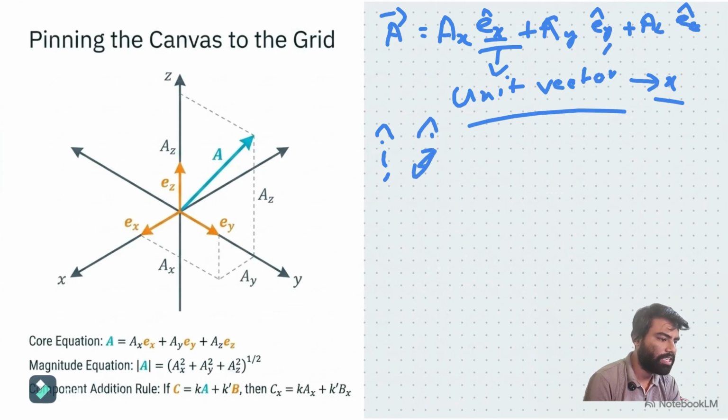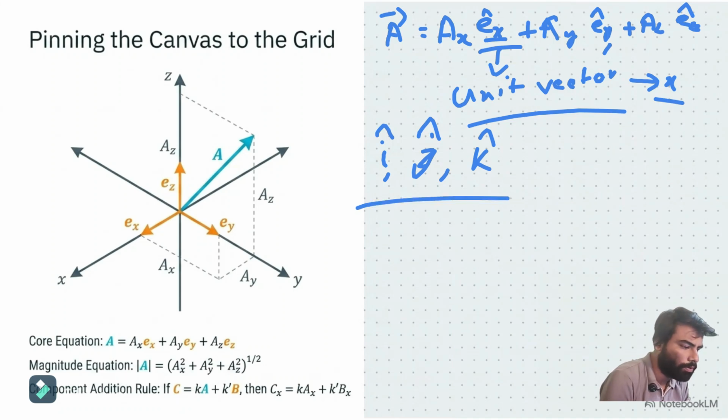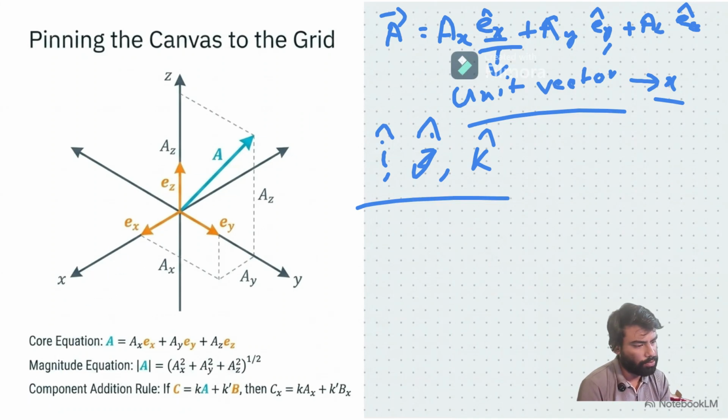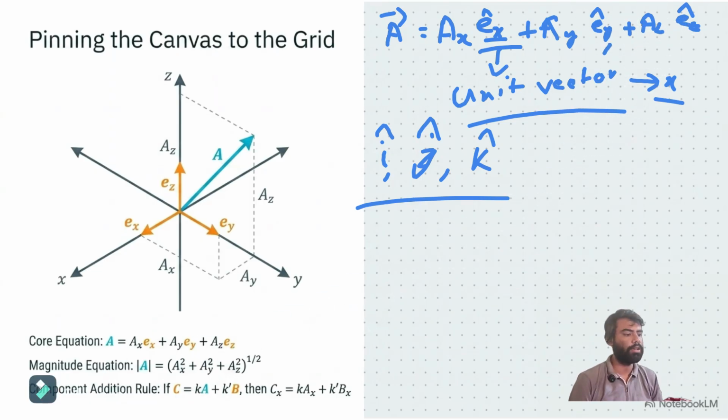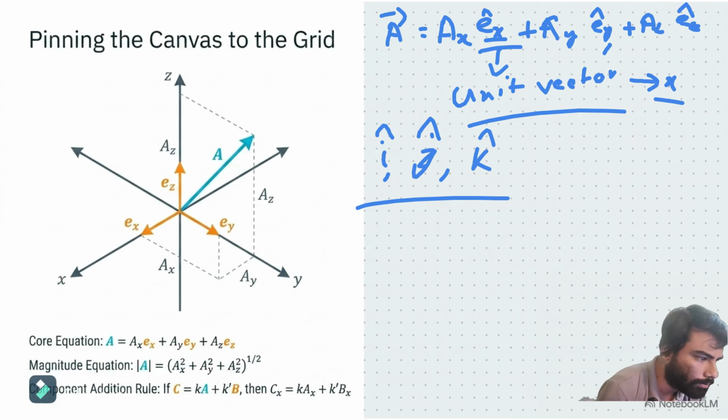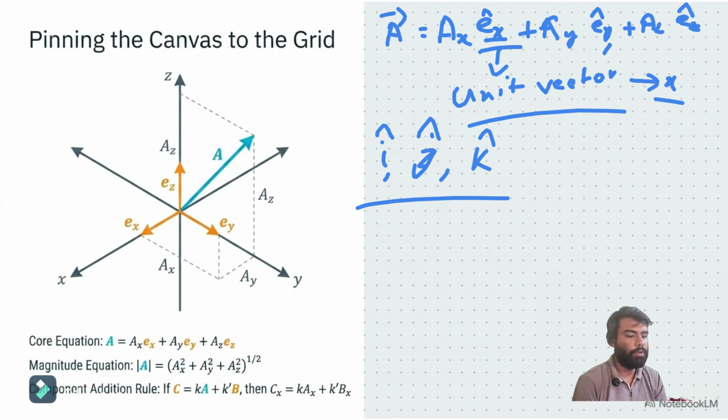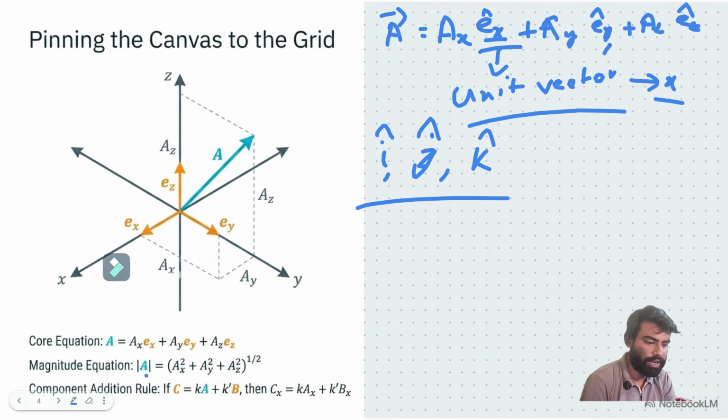Sorry, i cap, j cap and k cap. It is not important to use any particular notation. You can use whatever you want, but these are the more standard terms to denote a unit vector.